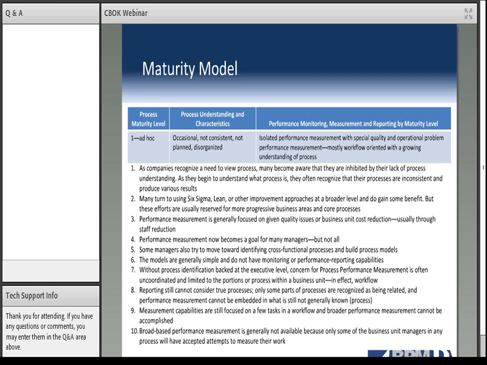All right, so naturally the next maturity level is ad hoc, which is occasional, not consistent, not planned, disorganized. The difference between the last maturity level and here is that there's still an aspect of isolation, but the key is there's a growing understanding of what process is. So you're not thinking of siloed environments anymore. There's now awareness, but with awareness comes challenge.